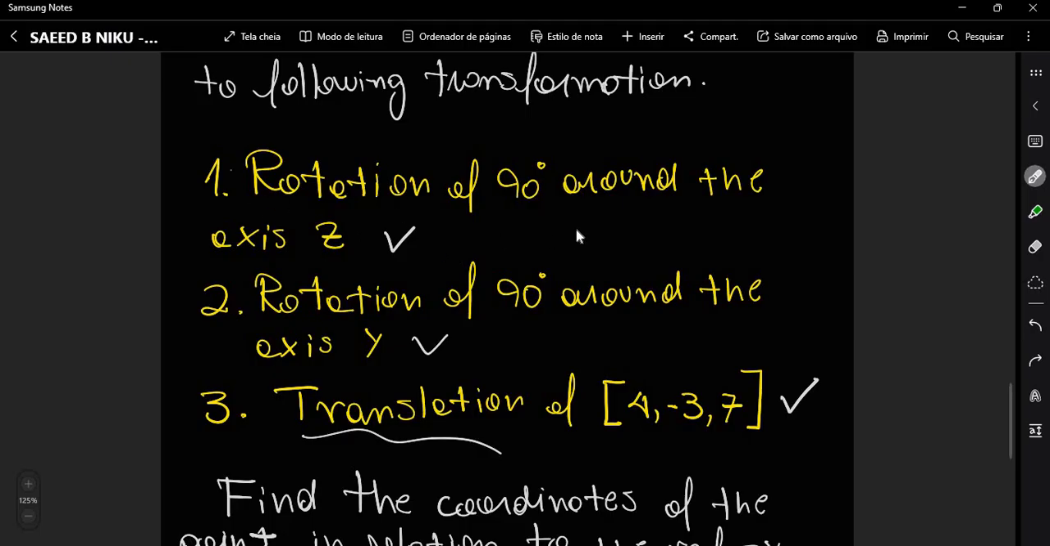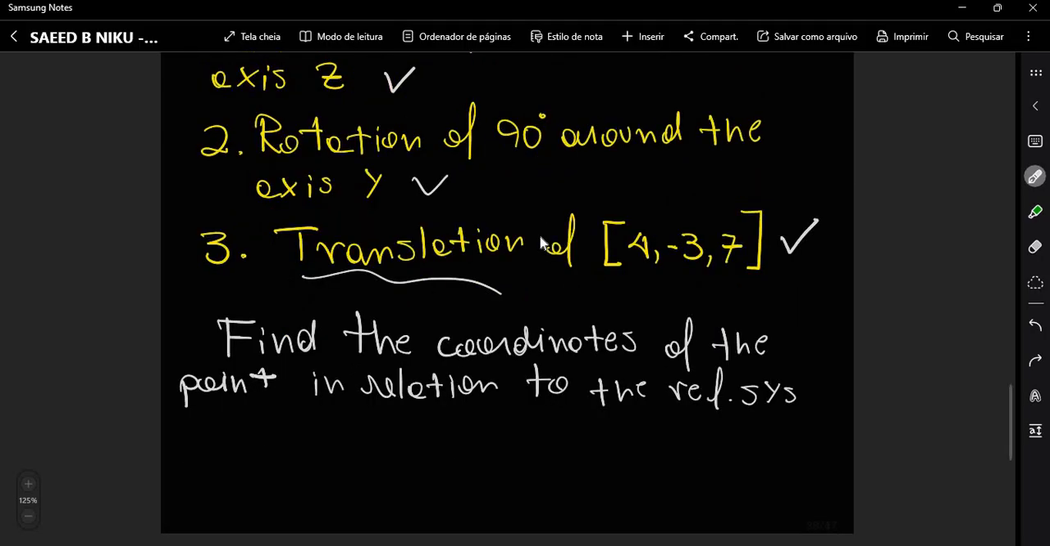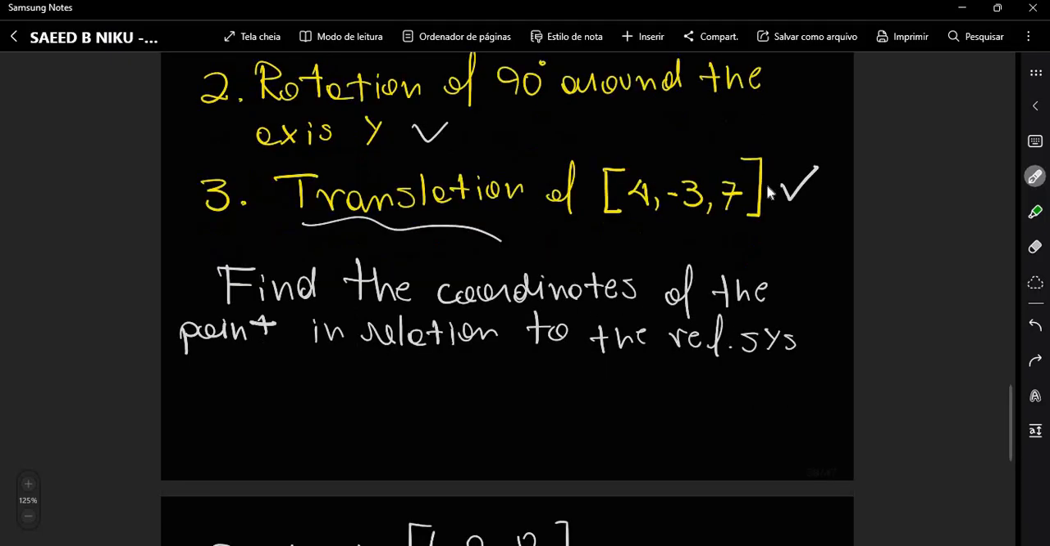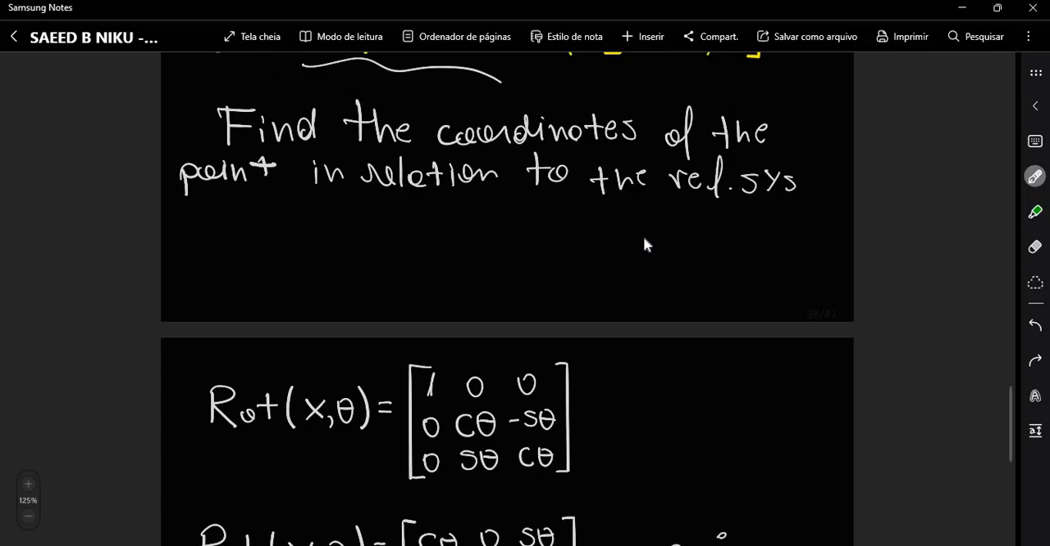The first one was a 90 degrees rotation about the axis Z. The second was also a rotation transformation, of 90 degrees about the axis Y. And the last transformation is a translation with these coordinates. The example asks us to find the coordinates of this point in relation to the reference system after these transformations.